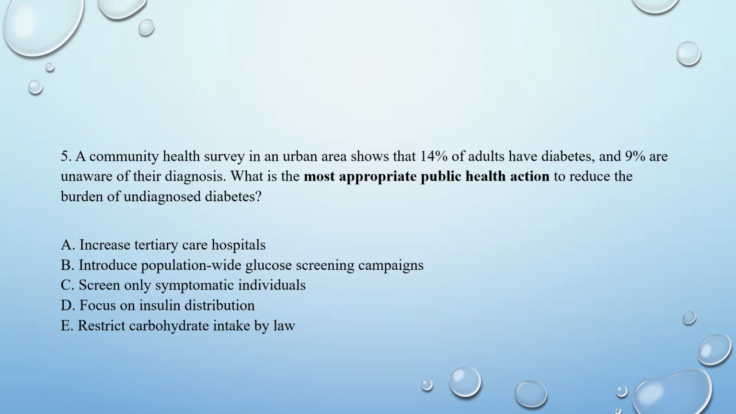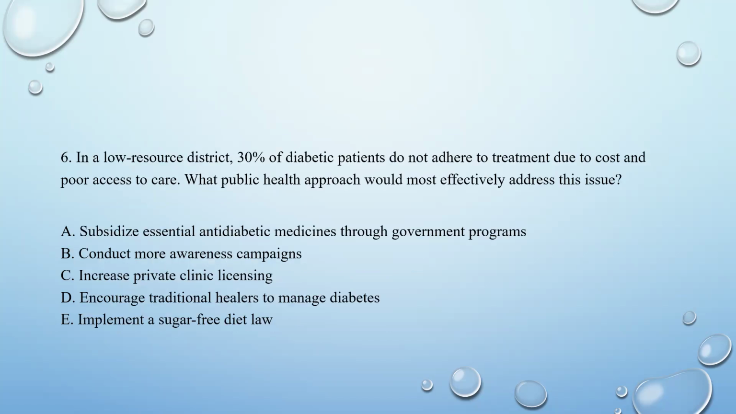C. Beta. Yes, B is the right answer because we need to introduce population-wide glucose screening campaigns. The sixth MCQ: in a low resource district, 30% of the diabetic patients do not adhere to treatment due to the cost and poor access to care. What public health approach would most effectively address this issue?